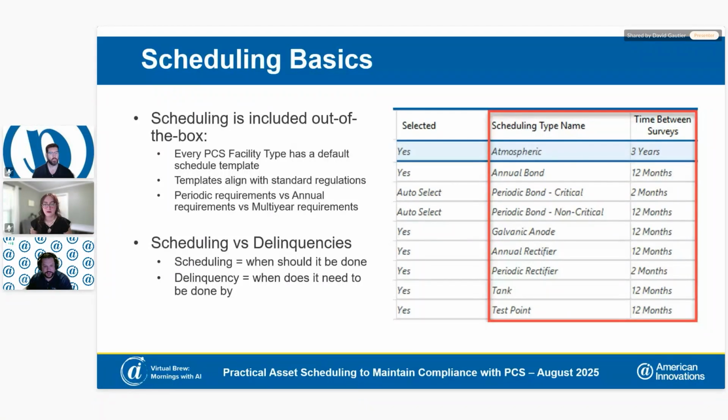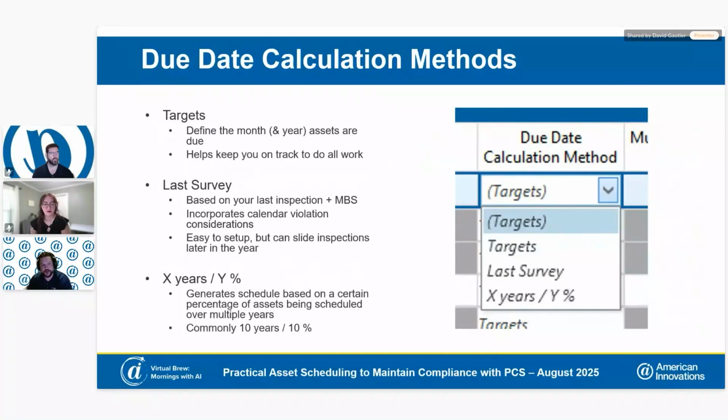Digging a little bit deeper into scheduling, we have 3 different methods for how due dates, these are specifically scheduling due dates, are calculated, not delinquent due dates. Delinquent due dates are always based on your last inspection. But scheduling due dates, to optimize when you should go do things, we have 3 different methods: targets, last survey, and then X years, Y%.